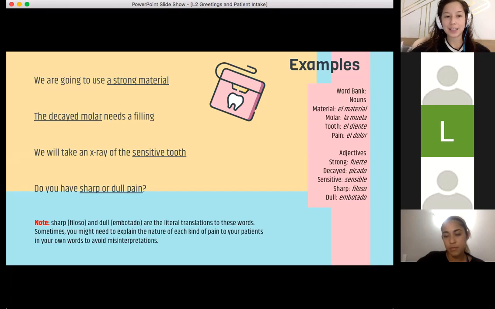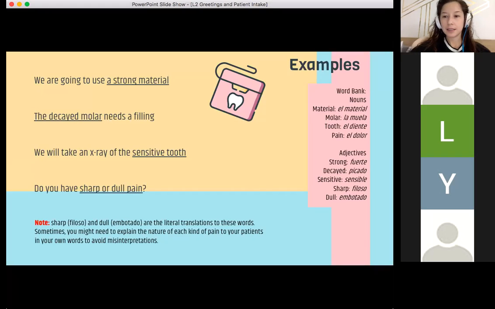Two more. Who wants to do the next one? Sensitive tooth. Diente sensible. Yep, perfect. Okay, and then sharp or dull pain. This one's extra credit because there's two. And or is o in Spanish. Very easy to remember.